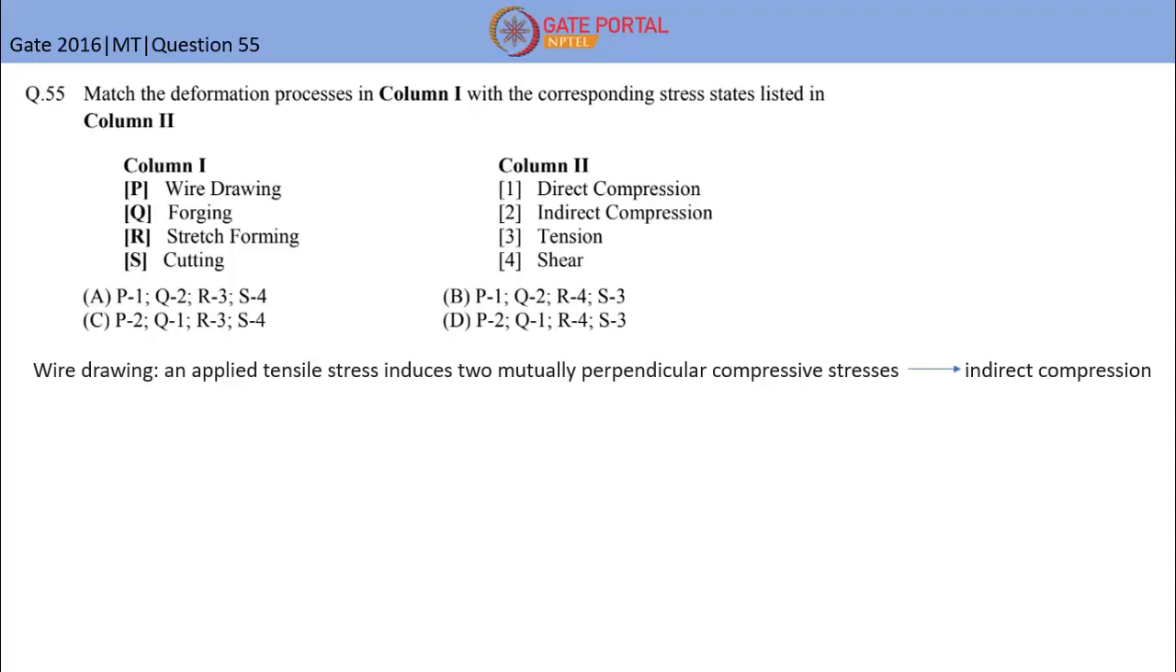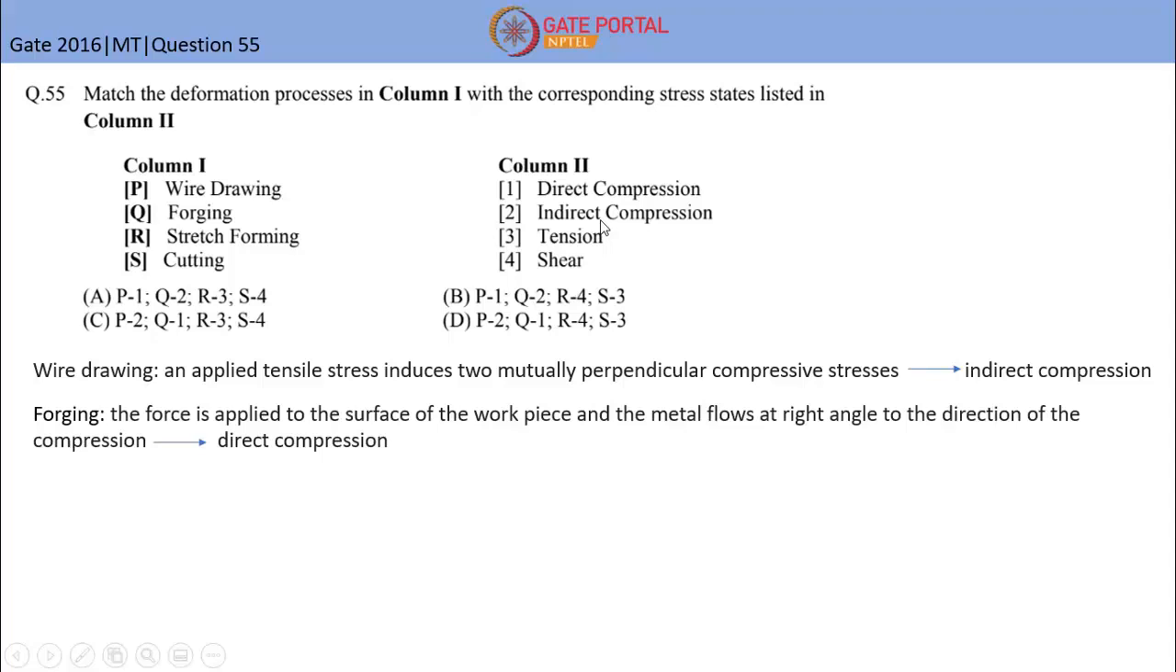First is wire drawing. What is wire drawing? It is when we apply an external tensile stress which induces two mutually perpendicular compressive stresses. If we try to pull something out of a narrow hole, then because of that narrow hole, two mutually perpendicular compressive stresses act, which gives thinning of that wire, and we are able to draw wire of lesser cross section than the earlier one. So that is wire drawing. Here we are applying a tensile force, but it is giving compressive stress near the hole, which is indirect compression. So P corresponds to 2.